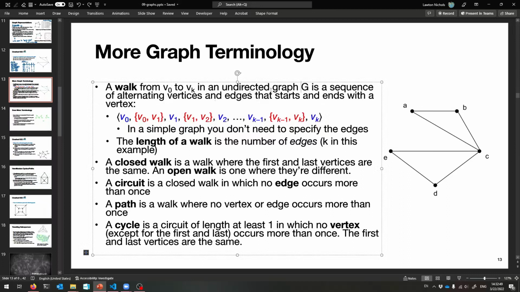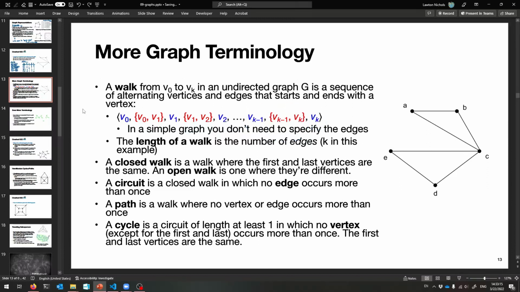Okay, in an undirected graph G, it's a sequence of alternating vertices and edges that starts and ends with a vertex. So starting at vertex v0, I move to vertex v1 via this edge, and then I move to vertex v2 from v1 via this edge, and so on and so forth until my final ending vertex, vk, I got there from vk minus 1 via this edge. Okay, so that's a walk. It's just giving all the information that you need to say exactly what happened.